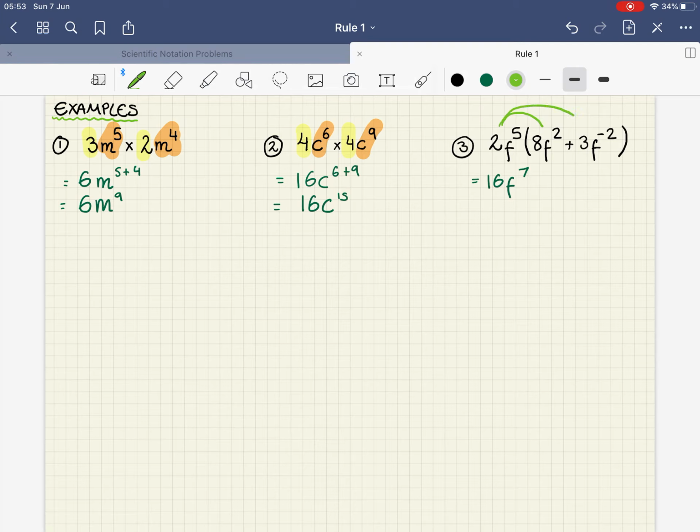And now multiplying the 2f to the power of 5 with the 3f to the power of negative 2. So 2 times 3 is just going to be 6. Then f to the power of 5 times f to the power of negative 2. Well, 5 take away 2 is just 3.